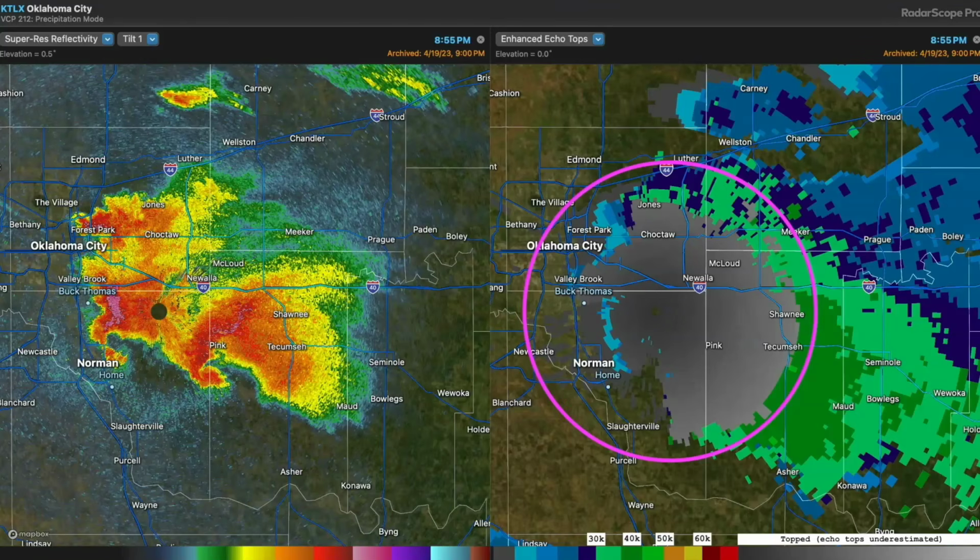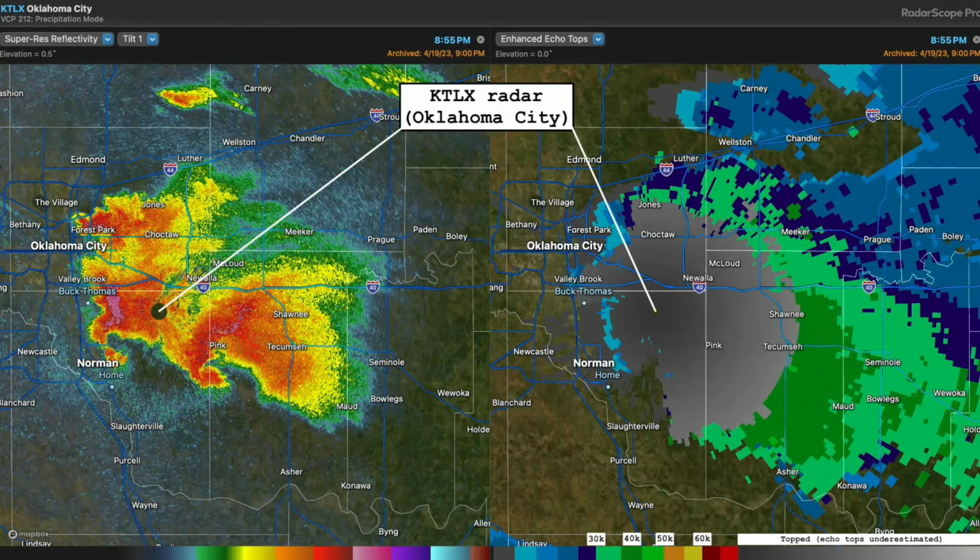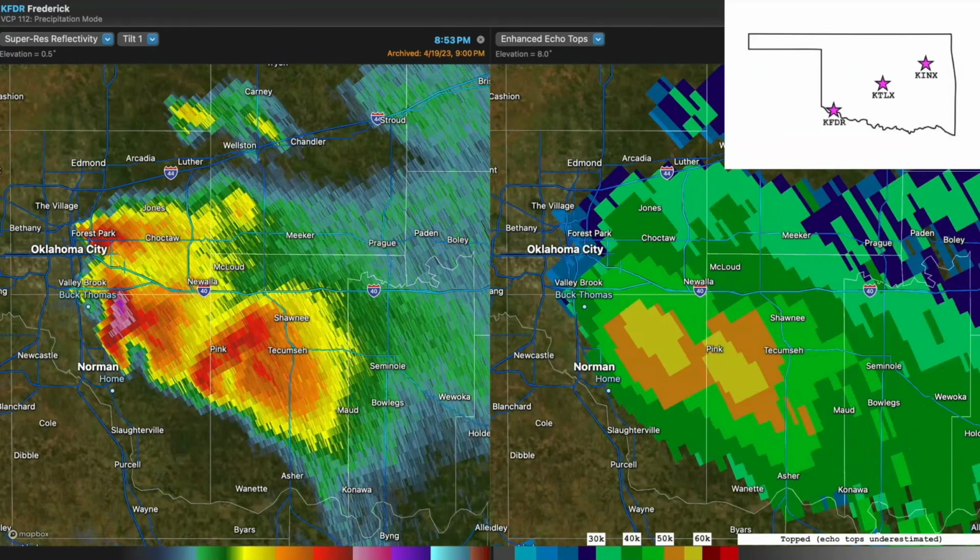Instead, select a radar that can still effectively sample the storms but is farther away. For example, even though these storms are near the Oklahoma City radar site, you'd want to use a site like Tulsa or Frederick to properly analyze EchoTops.